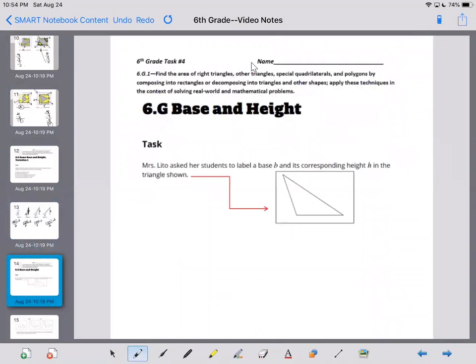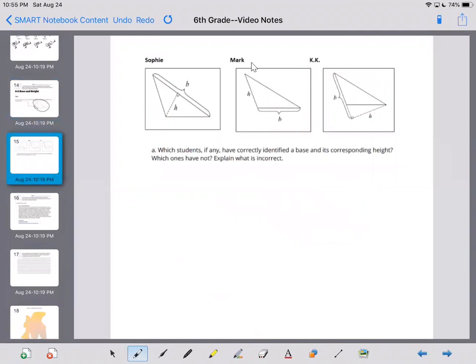Another task where we look at the base and the height. Mrs. Leto asked her students to label a base B and corresponding height H in the triangle shown. So she wants her students to label correctly what the base would be and what the height would be. 3 of her students did the following. Sophie labeled this her base, and then this would be her height. And that height would be perpendicular to the base.